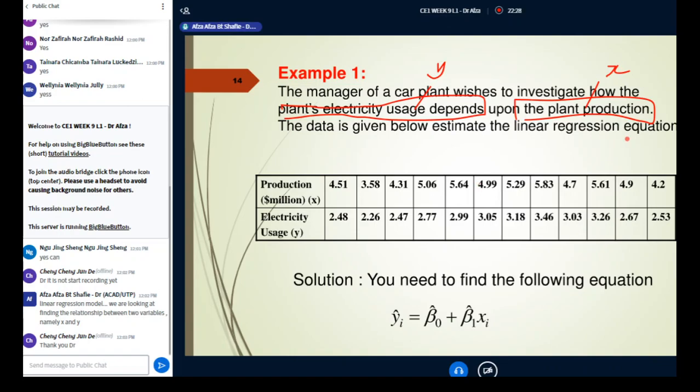So the first thing that we do, before we estimate anything, before we do the regression equation, is we always plot first. We plot what we call a scatter plot. So why do we plot a scatter plot? The reason is this.